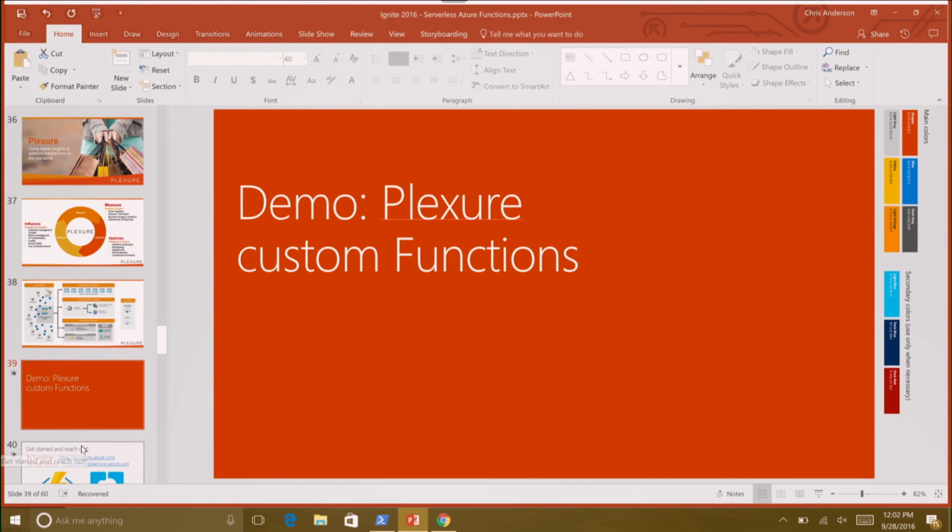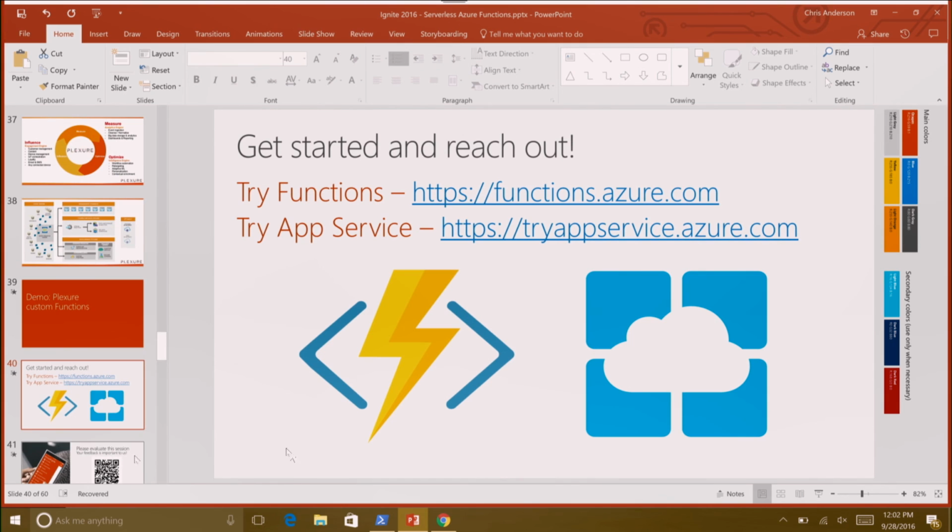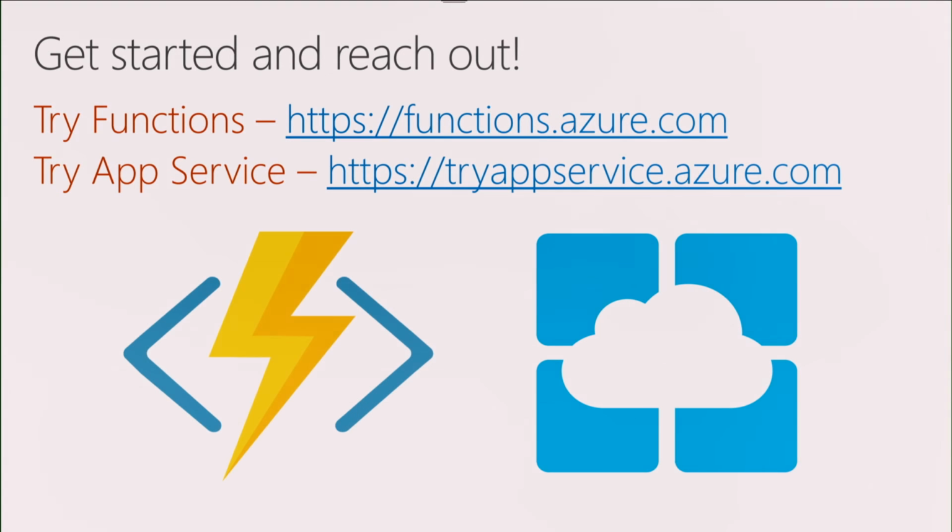So to finally wrap it up here, because my red light's been blinking for 2 minutes, definitely the biggest thing I can say is get started, right? Try functions, functions.azure.com. We have an experience on there that lets you try it without an Azure subscription in the first place. You just sign in with Facebook, Twitter, or Google, and you can try it immediately for an hour. And it's really simple to start getting in there. Play with it, have fun with it.